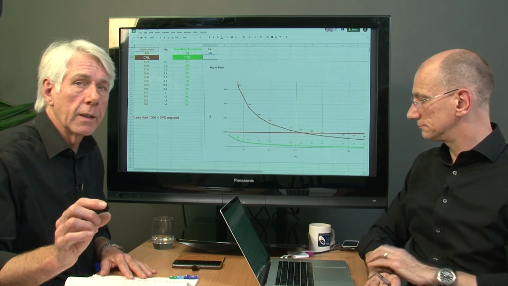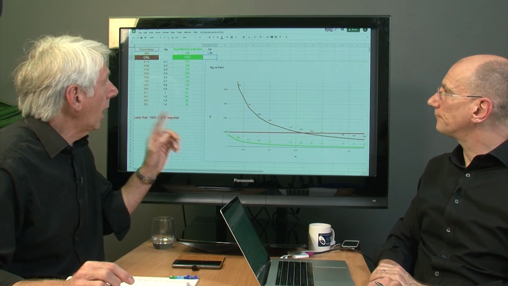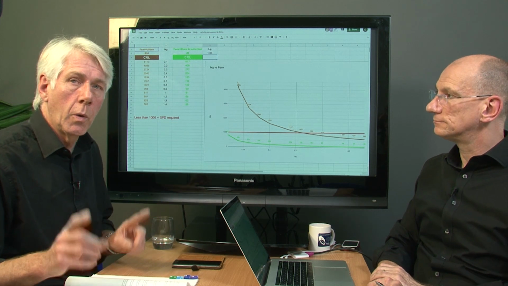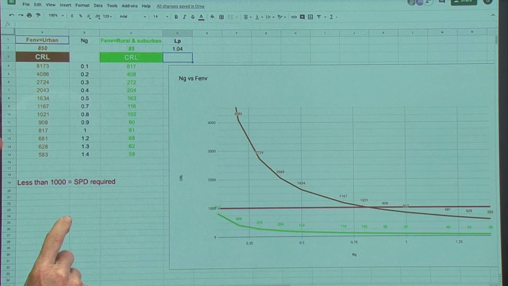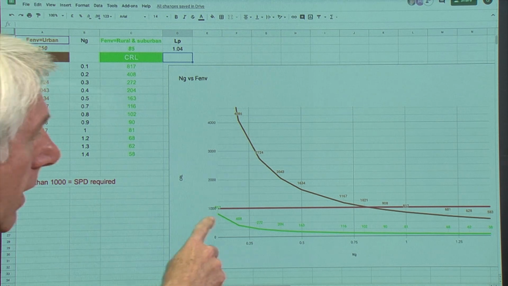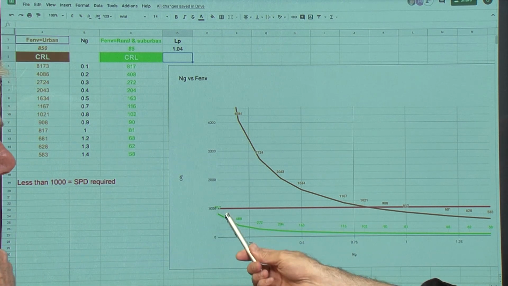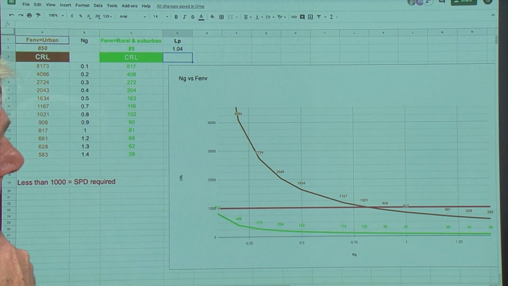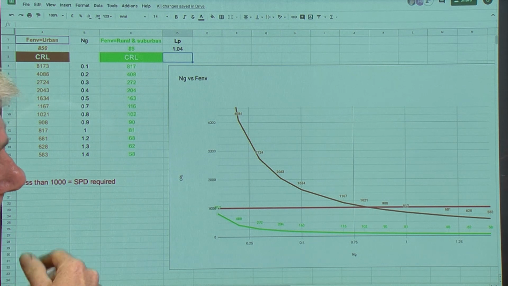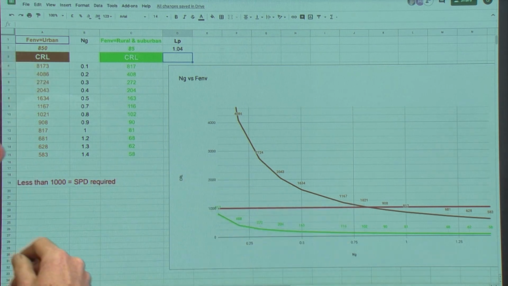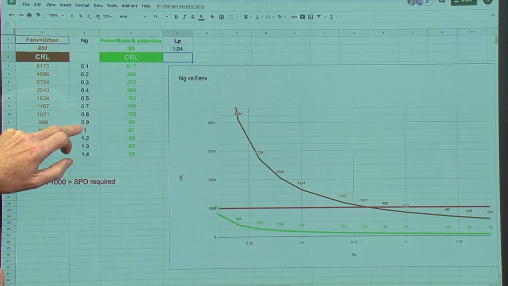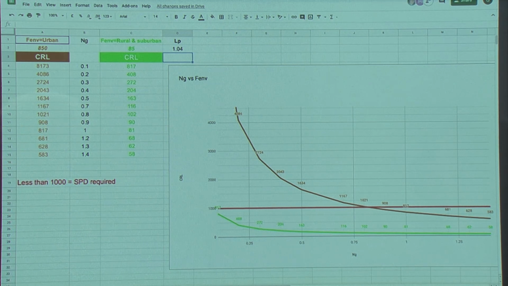So this makes the point, and we just need to underline it. The LP figure can be more than 1 kilometre. So if we take a look at that and see what it does to the change, very little change in the rural environment. A little bit. It gets close in the rural environment, but in the urban environment, the breakpoint has moved quite a lot further along, and we'd have to go to an area which has got an NG of 0.9 or just below, to get over that 1,000 point.